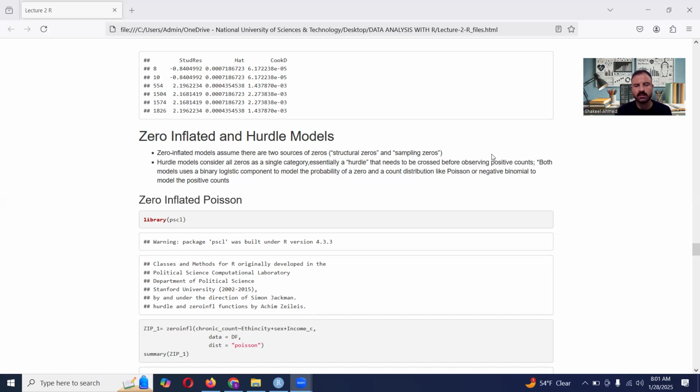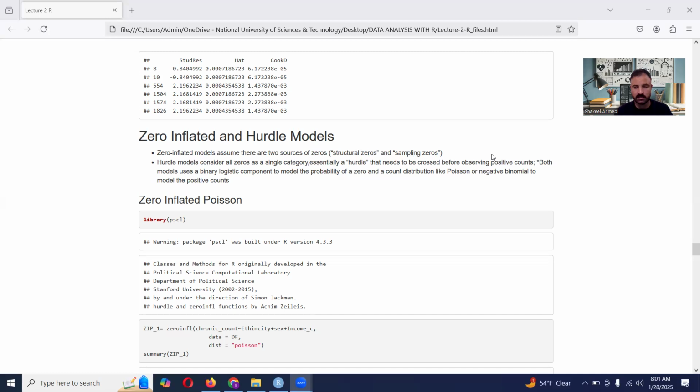But in the hurdle model, we don't need to differentiate the zeros. We just take zeros as one category, and we apply a binomial model or a binary type of model to check whether there is a zero or not, and a count model that is truncated, with positive numbers only. For example, that will start from 1, 2, 3, 4, 5. So to model the positive counts, we use a Poisson model or a count model.